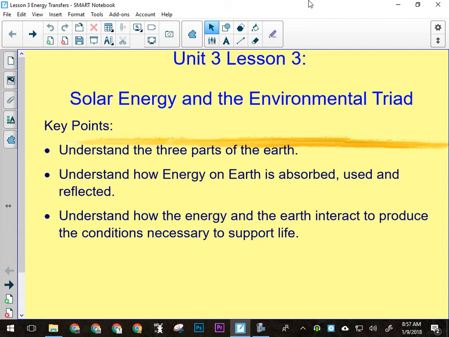Obviously solar energy is very important. It is the only source of energy on Earth. Every other form of energy essentially comes from the sun, with the exception of maybe gravitational potential. But all the other forms of energy, originally at least, came from the sun.